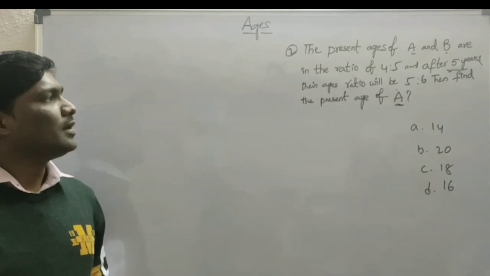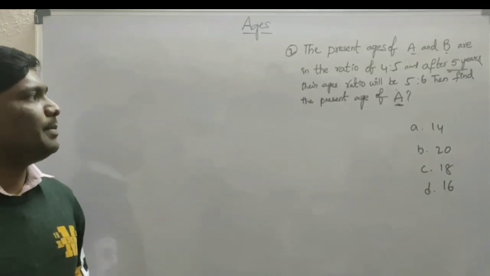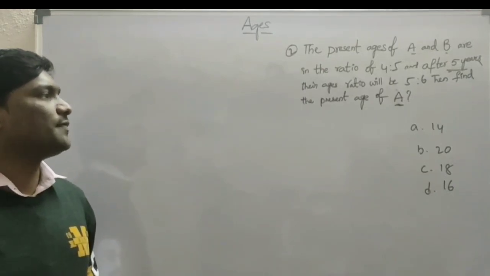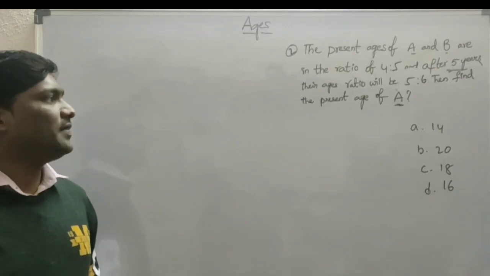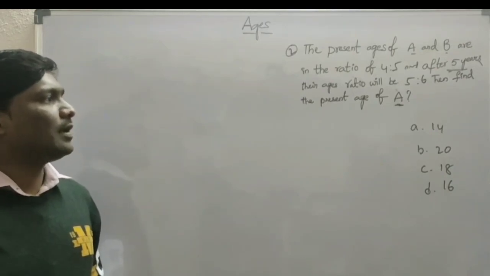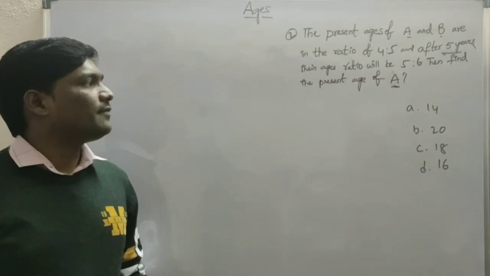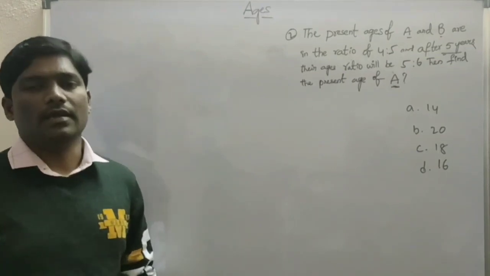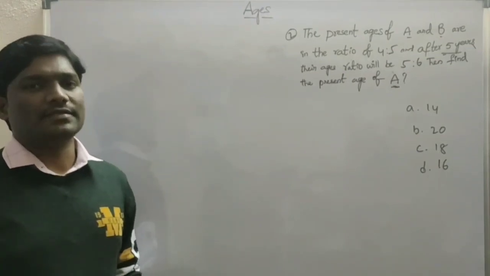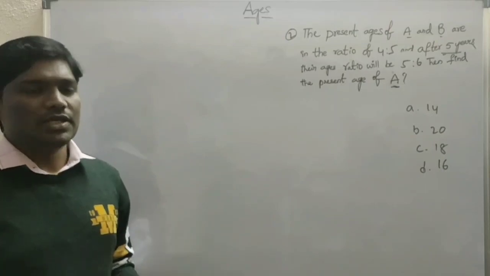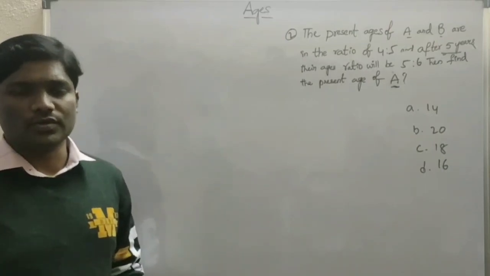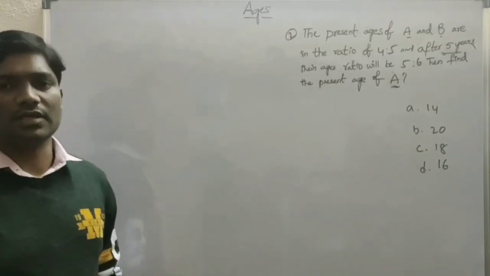Second problem: the present ages of A and B are in the ratio of 4:5 and after 5 years their ages ratio will be 5:6. Then find the present age of A. So it is the previous problem as it is, but I only changed the numbers here. Let's solve the problem within a fraction of a second. First, let's check the substitution method here.